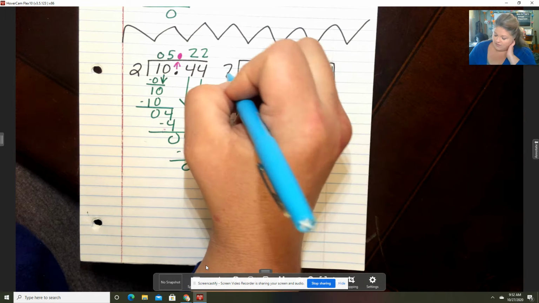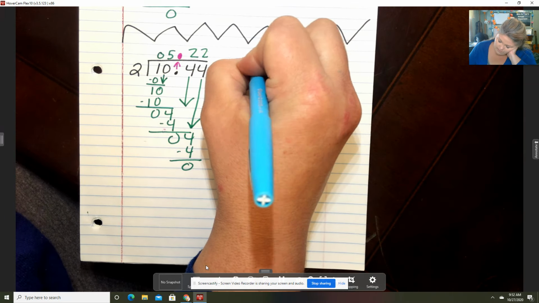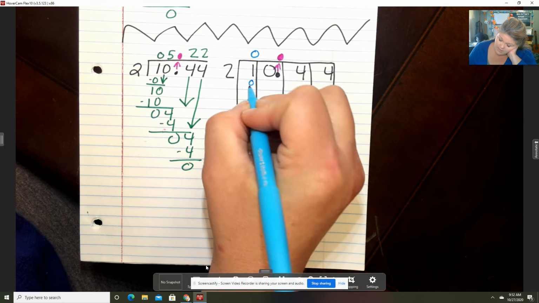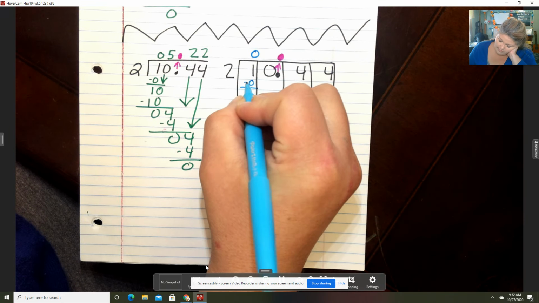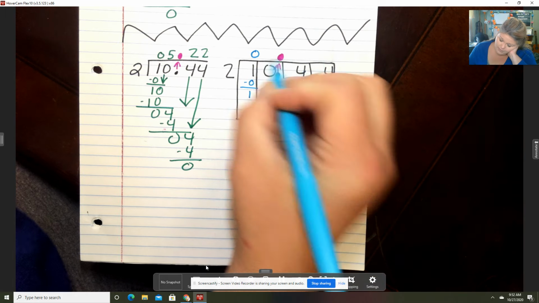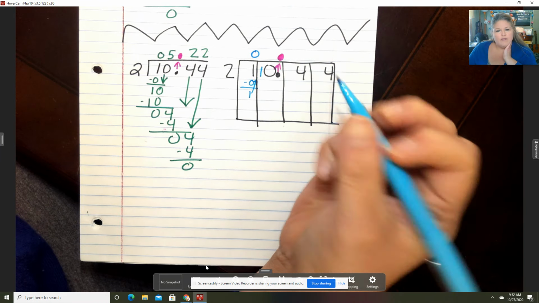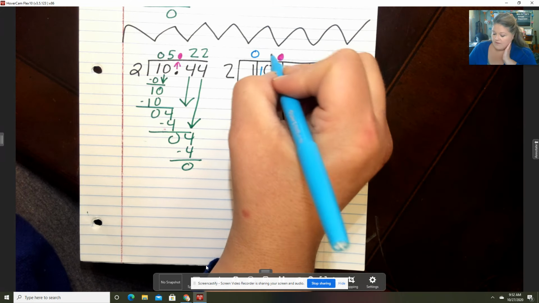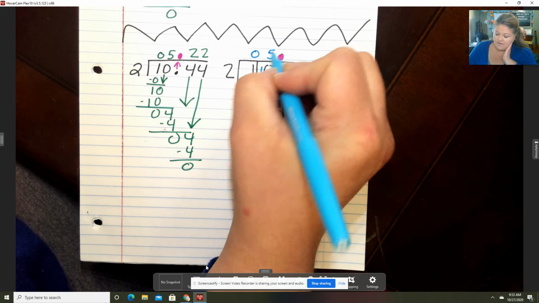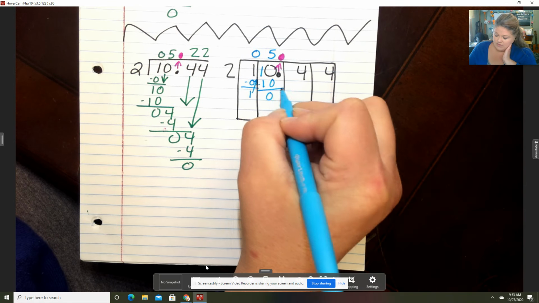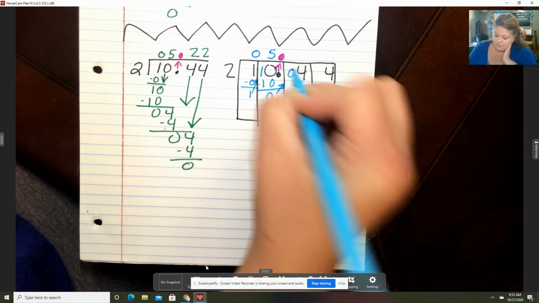All right, again, 2 goes into 1 0 times. 0 times 2 is 0. I subtract that. 1 minus 0 is 1. I bring up the 0, and you put your 1 there. 2 goes into 10 5 times. 5 times 2 is 10. I subtract. I bring up my 0.